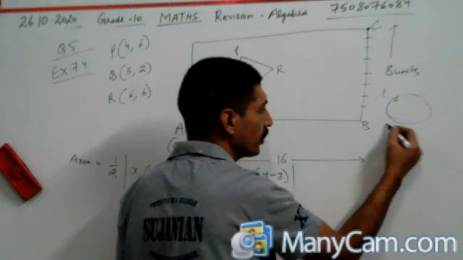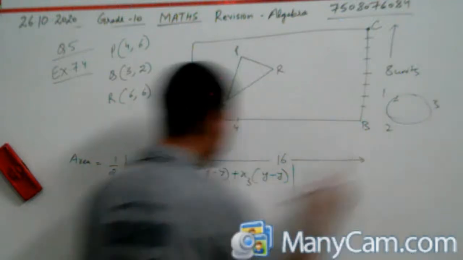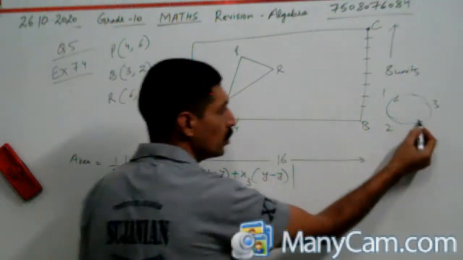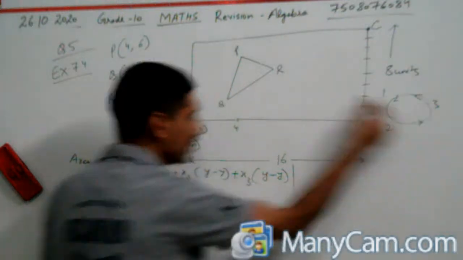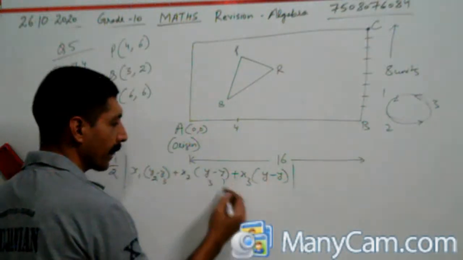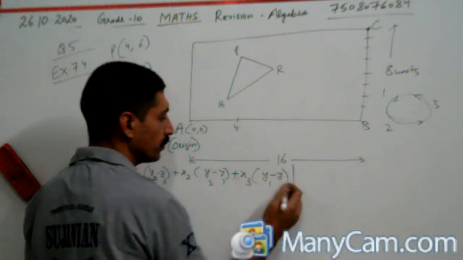Write down 1, 2 and 3. So we have here 2, 3. 2, 2, 3. So next is 3, 2, 1 and the last is 1, 2.